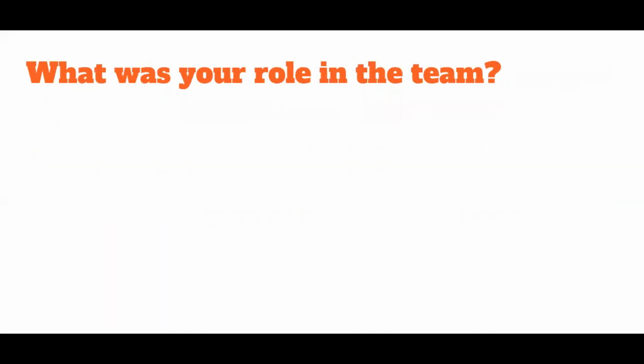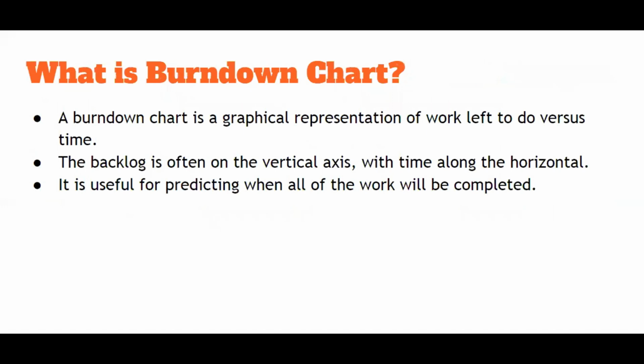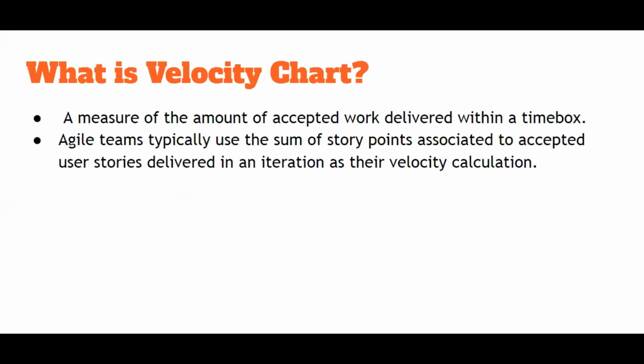Now, what was your role in the team? Based on your work, you can say you were QA, okay. What is burn down chart? So burn down chart, it's a graphical way by which you can show how much work is left to do versus how much time is left. Okay, so the backlog is often on the vertical axis and the time on the horizontal axis. It is useful for predicting when all the work will be completed.